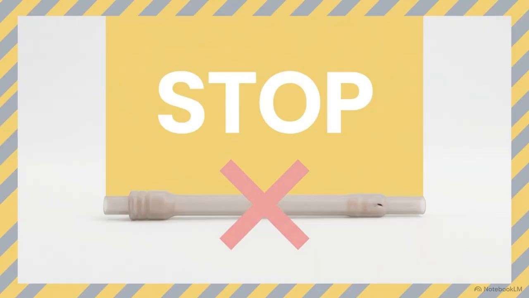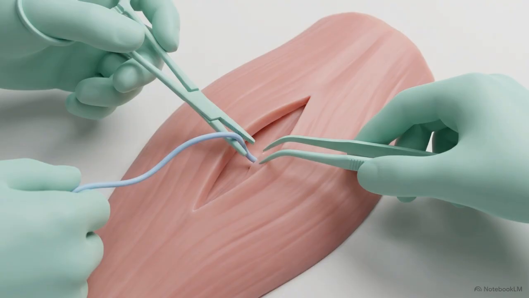If a rupture is suspected, there is a critical safety warning: never insert a chest tube blindly. Definitive treatment requires a laparotomy to reduce the herniated abdominal contents, repair of the diaphragm using heavy suture like Prolene, and placing a chest tube strictly under direct vision.